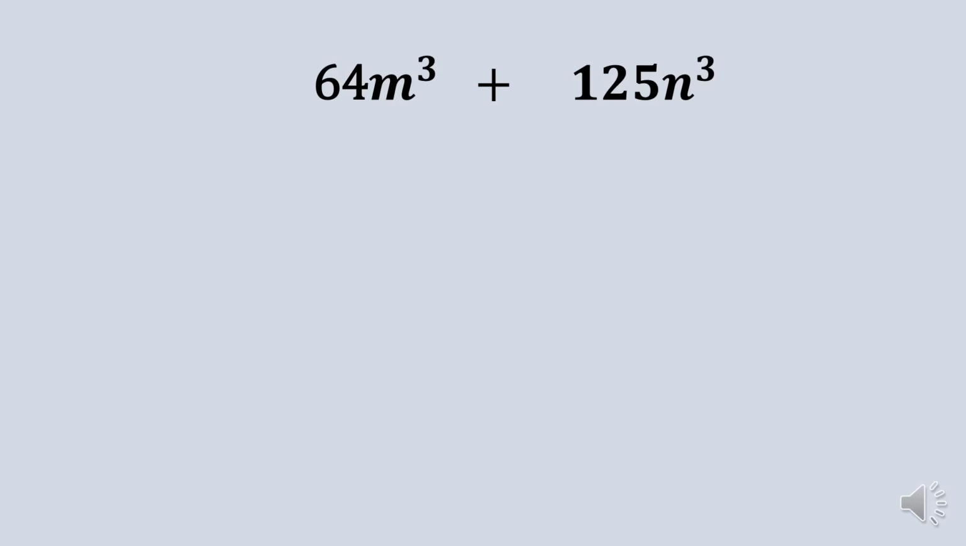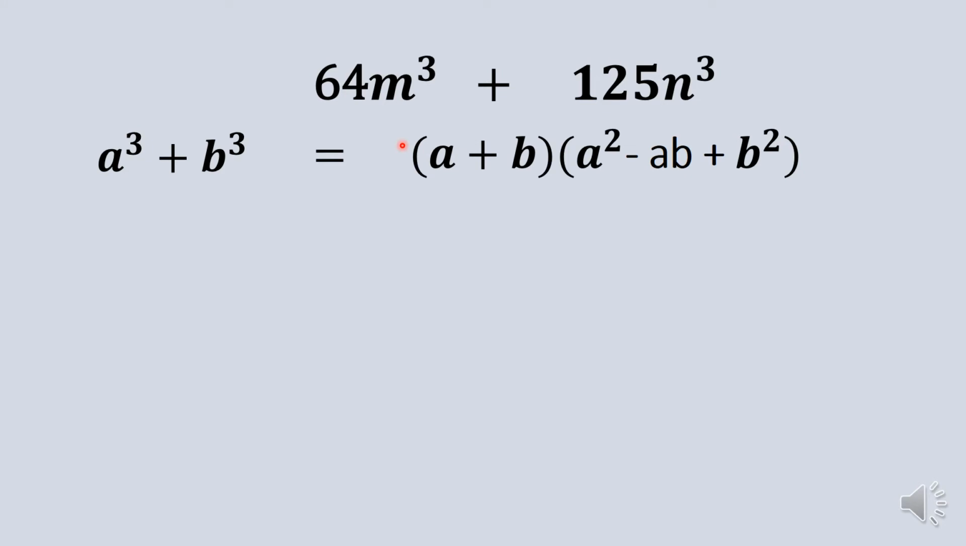Okay, so for example number 2, you have 64m raised to 3 plus 125n cubed. So again, ang operation dito o itong expression na to is the sum of 2 cubes. Sum kasi ang ginamit dito ay addition. So therefore, ang gagamitin natin ulit is yung first na factored form natin. Okay? Then, we're now going to identify our A. So, ang A natin is the first term.